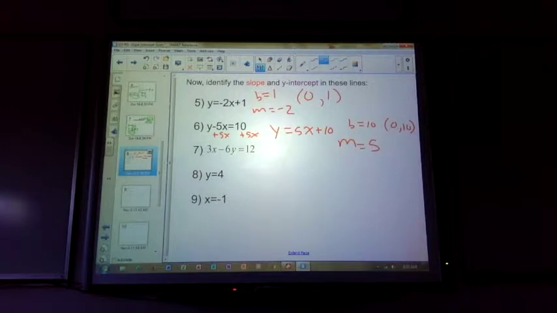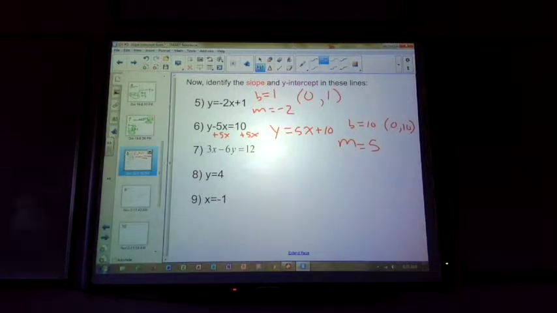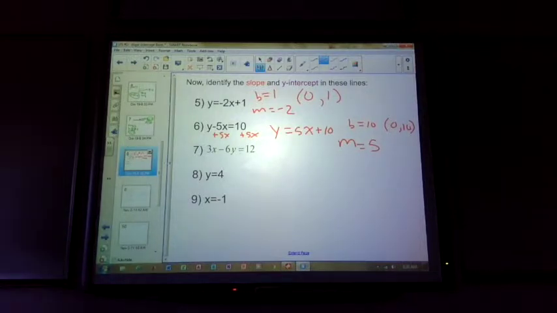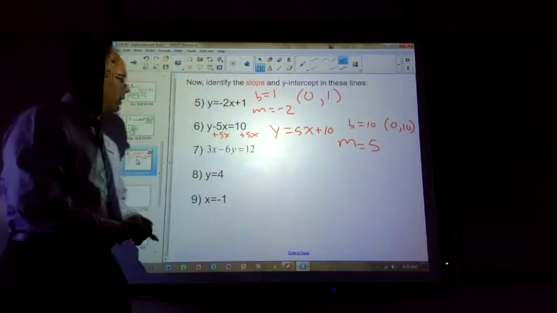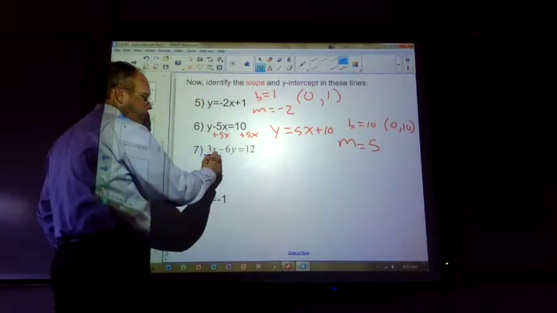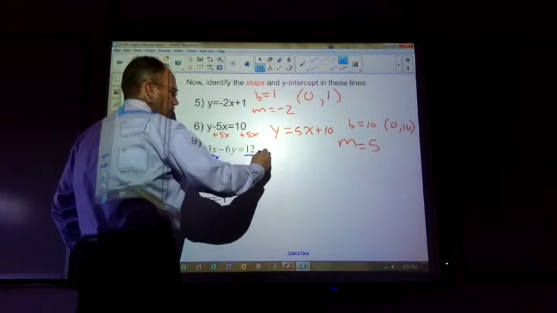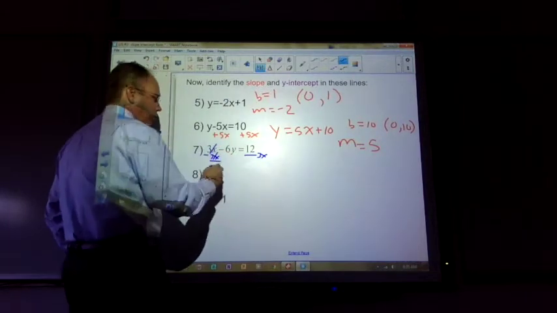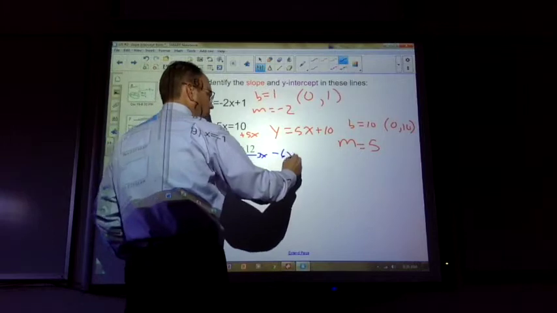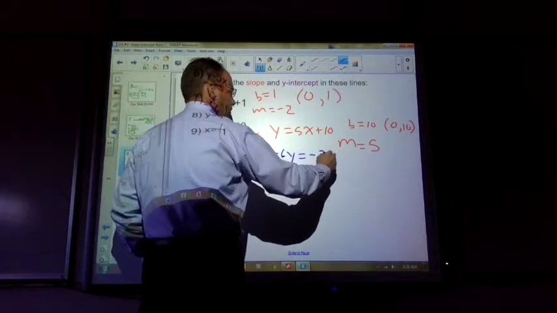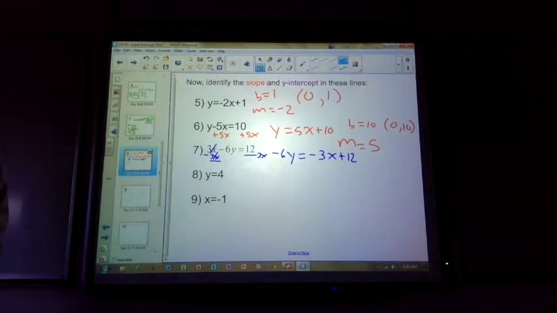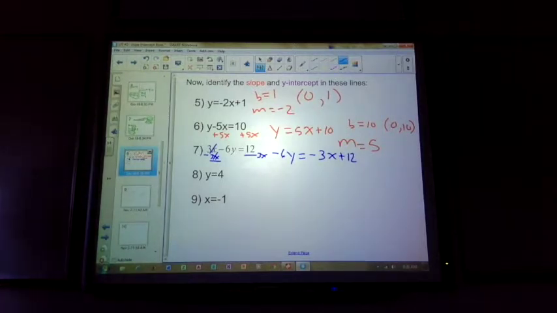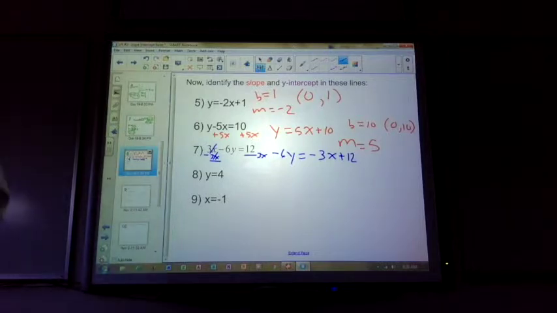All right, TJ, does it appear that number 7 is solved for y? No. So I need to get y by itself. So how would I start going about getting y all by itself? Subtract 3x. Subtract 3x, I like it. Okay, let's see what's going to happen here. Minus 3x, okay. So that cancels. That gives me negative 6y equals negative 3x plus 12. Hey, how do I know it's plus 12? Because there's no negative. Yeah, it's positive 12. Good.